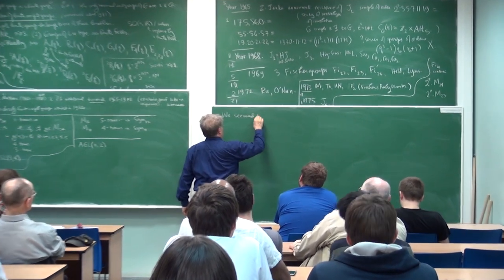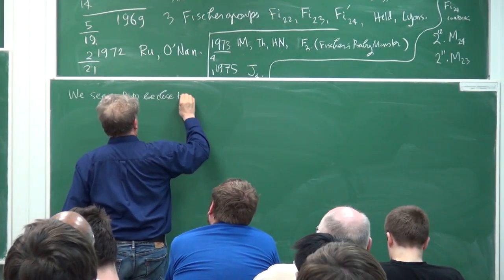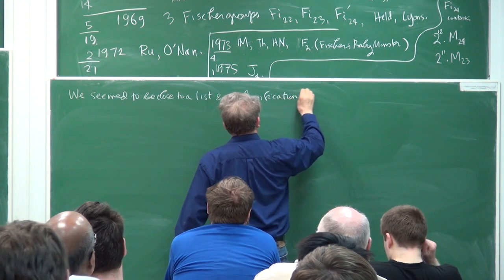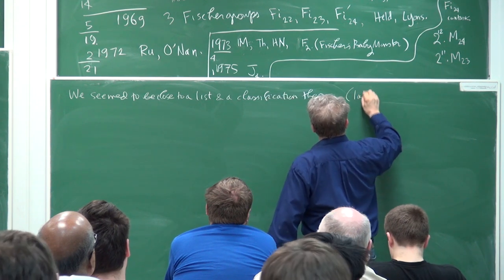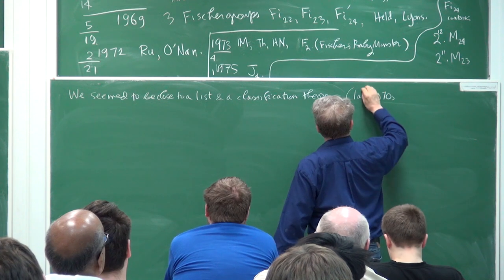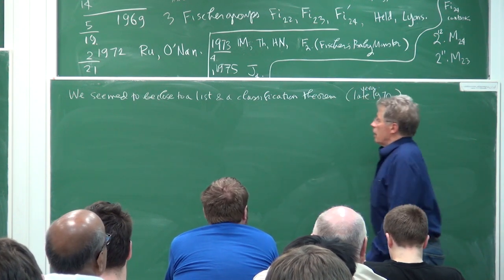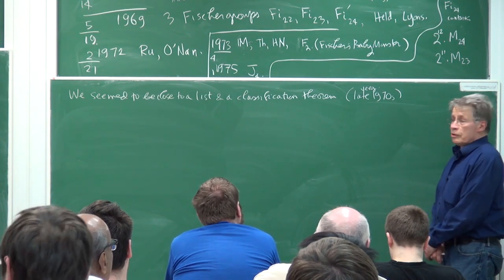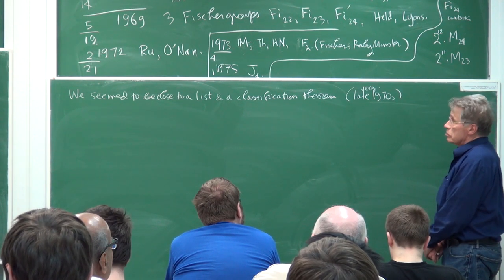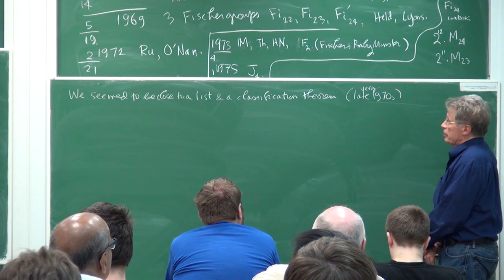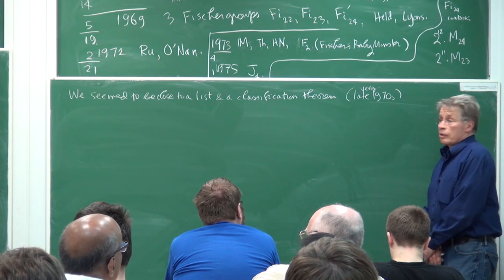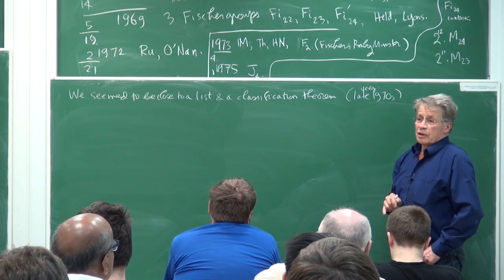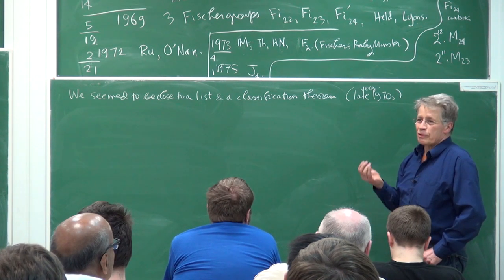So we seemed to be close to a list and a classification theorem. So this is late 1970s, very late 1970s. And the program went on, and as I said, the end was announced in early 1980s, and it's been stable. It's been checked. It seems to be quite solid, and it's really long and complicated. The original proofs all put together come to about 10,000 journal pages, and that's possibly been cut in half or maybe even less than that, but that's still a lot.